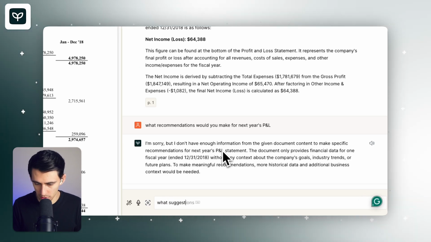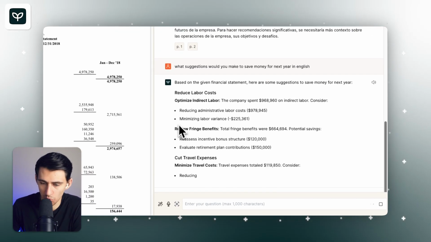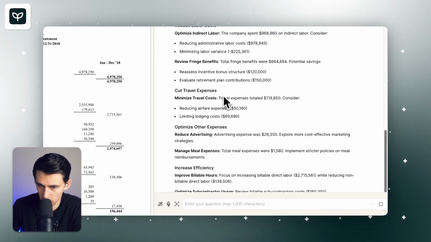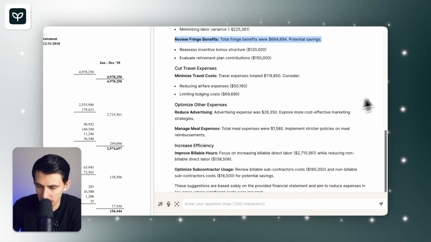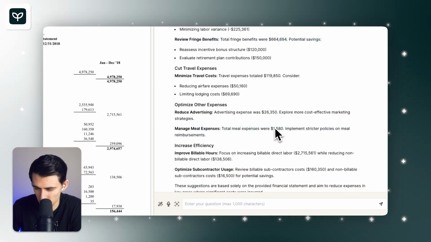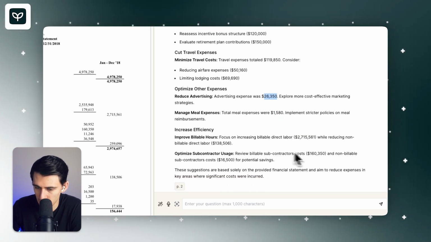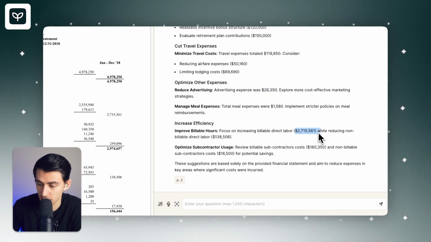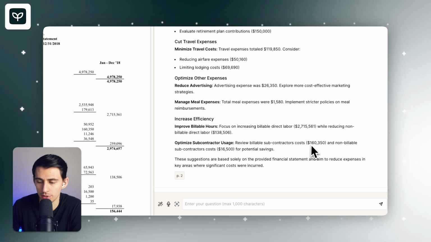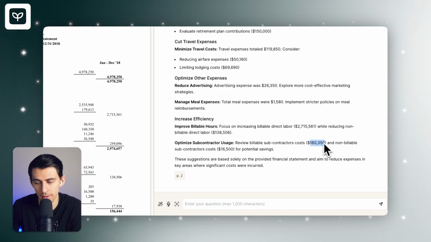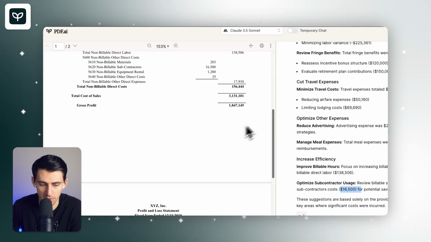What suggestions would you make to save money for next year? Okay, so it says reduce labor costs. Cool. Optimize indirect labor. Review fringe benefits. Same kind of advice it was giving. Manage meal expenses. Total meal expenses were 1,500 bucks. Reduce advertising. 26 grand. Not too bad, but it's interesting to point it out. Increasing billable hours, as that was pretty high. And reduce the non-billable hours. Fair enough. Subcontractor costs were 160K. Okay. Non-billable subcontractors are 16,500. So yeah, we can definitely take a look to optimize all of these things.